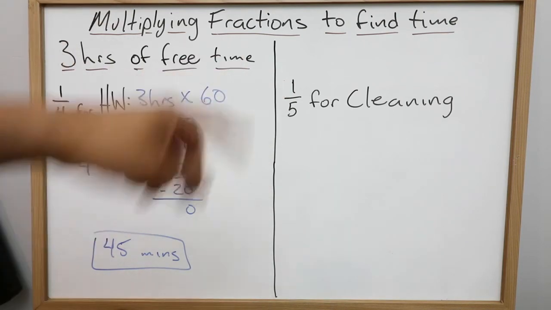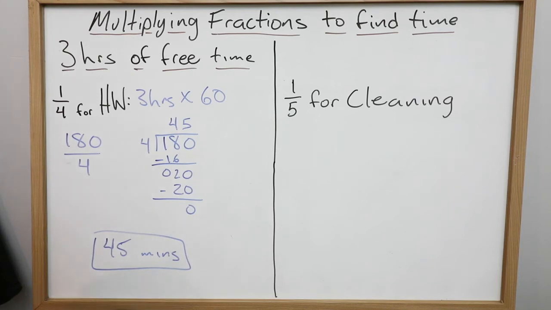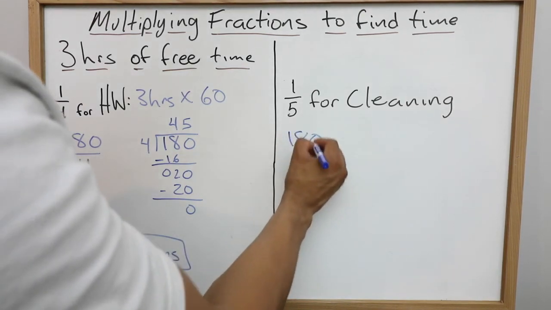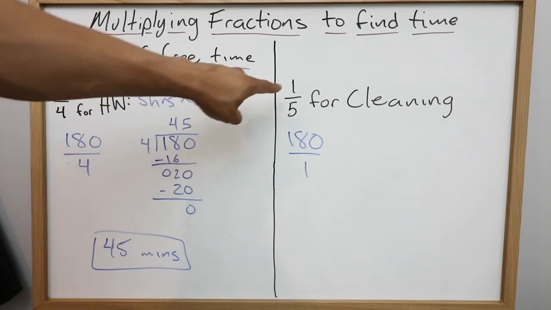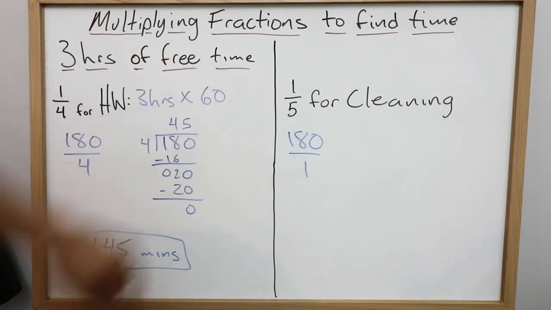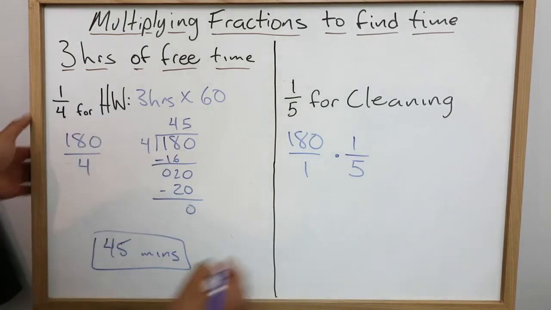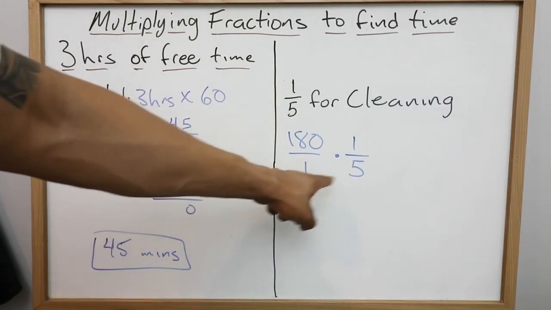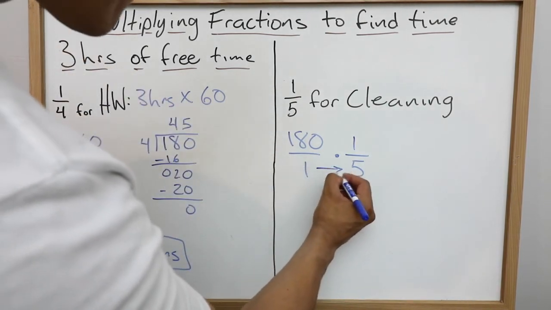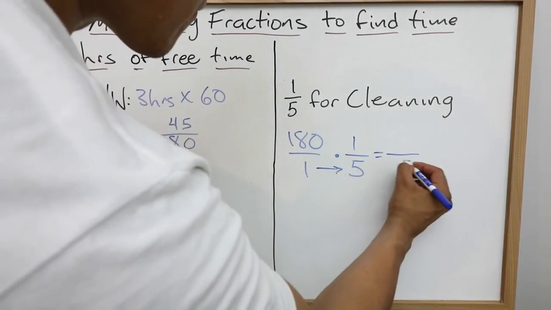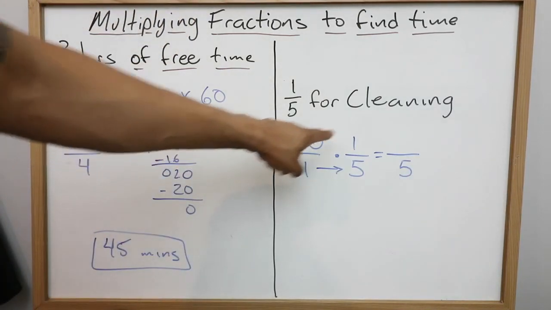I'm going to do the second part, which is 1/5 for cleaning. So as you can imagine, since we already know that 180 minutes is how many minutes we have in 3 hours, what I'm going to do is write the same fraction again. 180 over 1. And since I already have this fraction, I'm going to multiply by that. As I said before, we multiply the denominators first. Now we multiply the numerators.